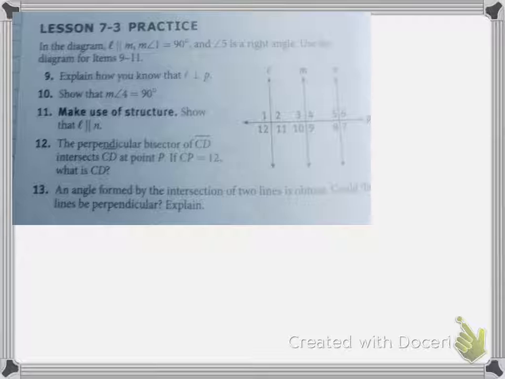9. It says explain how you know that L and P are perpendicular, right? So this is L and this is P. The reason why we know they're perpendicular is because they give us this information that angle 1 is 90 degrees, which is this one, and that's the giveaway, right? So that's how you're going to explain. You're going to say that L and P are perpendicular because it is given that angle 1 is 90 degrees. That's it.